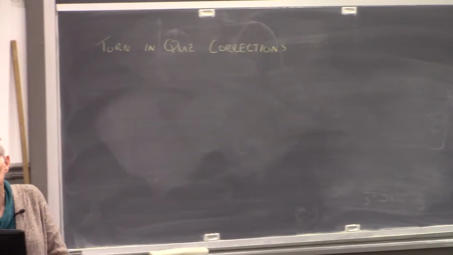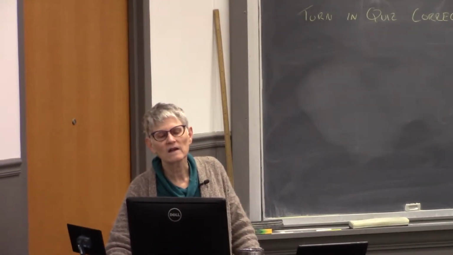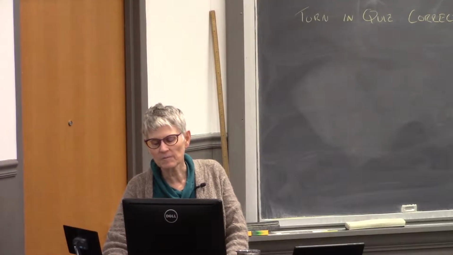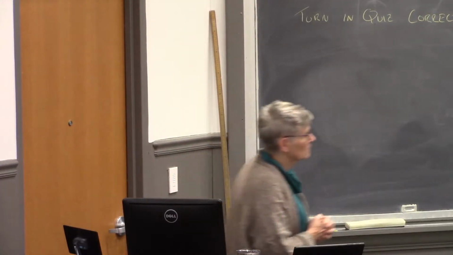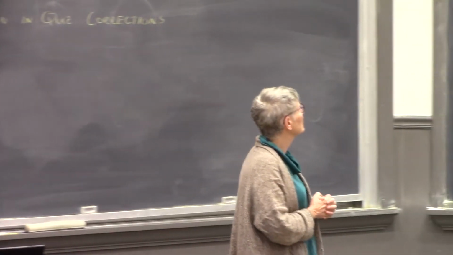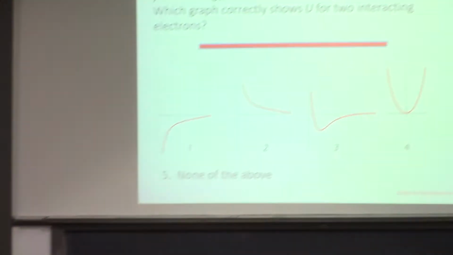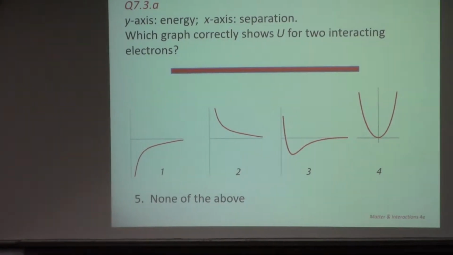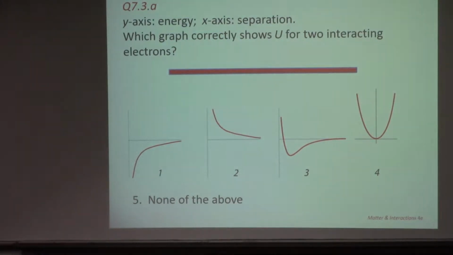So before we get started on that, let's review briefly some things. We have four possible potential energy graphs here. Potential energy is a function of distance. And the question is, which of these graphs shows the appropriate potential energy curve for a system of two interacting electrons?